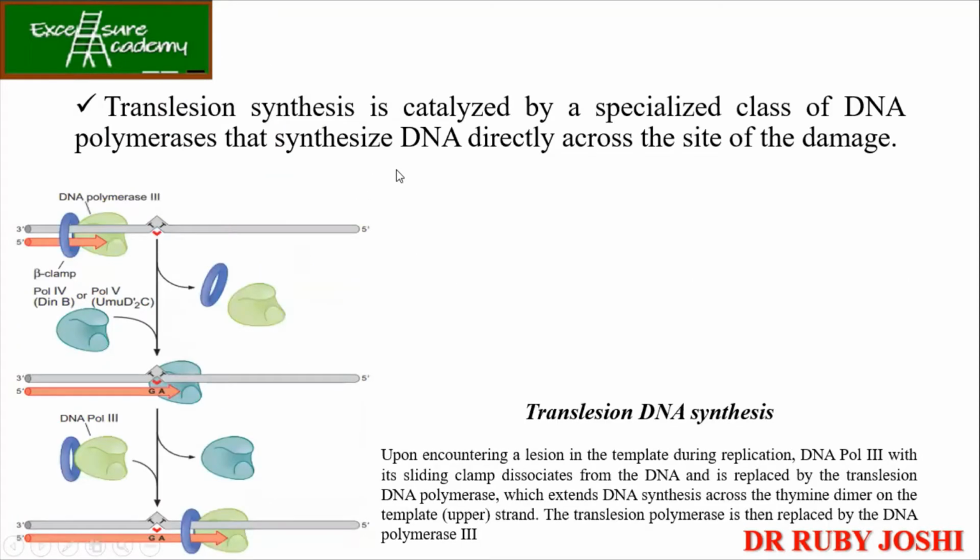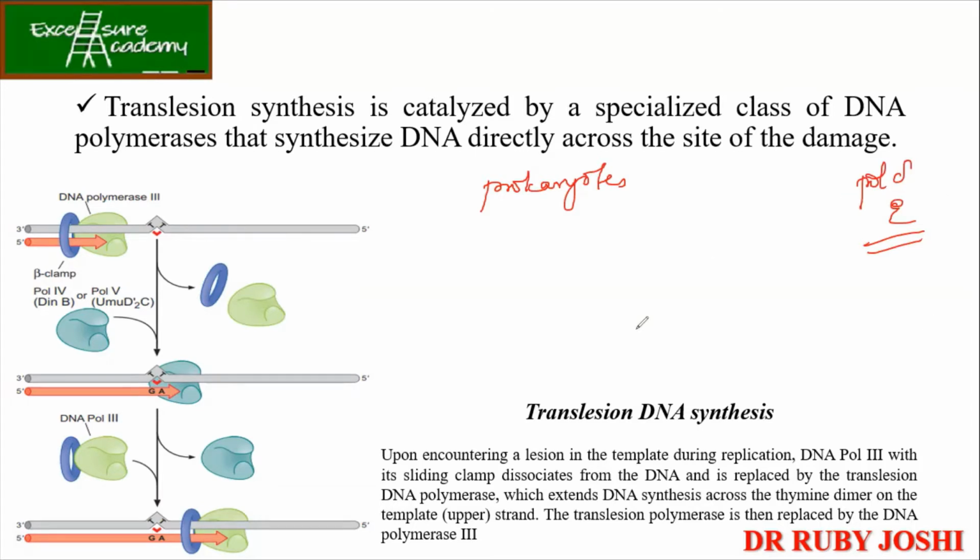Now, translesion synthesis is catalyzed by a special class of DNA polymerases which synthesize DNA directly across the site of the damage. Can you see the proteins over here? What we are going to see is, whenever there is a lesion coming in the template during the replication, DNA Pol 3. Of course we are talking about prokaryotes. If I would have said Pol delta or epsilon, then it would have been eukaryotes. So first, let's see in the case of the prokaryotes. So DNA Pol 3.